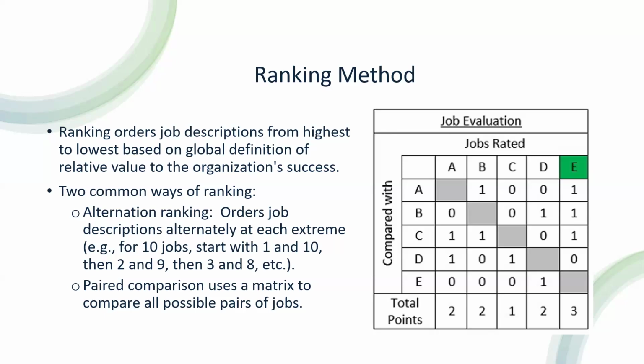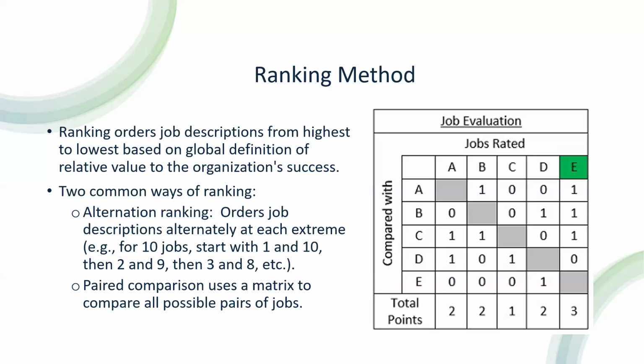One is called alternation ranking, and that's you order your job descriptions alternately, starting from the extremes and then going all the way into the middle. So if you had 10 jobs, for example, you would start with the top job and the very bottom job. And those would be kind of your anchors for the rest of your other jobs. Then the next decision is what's the second job after the first job and what's the 9th job before the 10th job. Another way that you can do this is paired comparison, where you compare each job to another job.